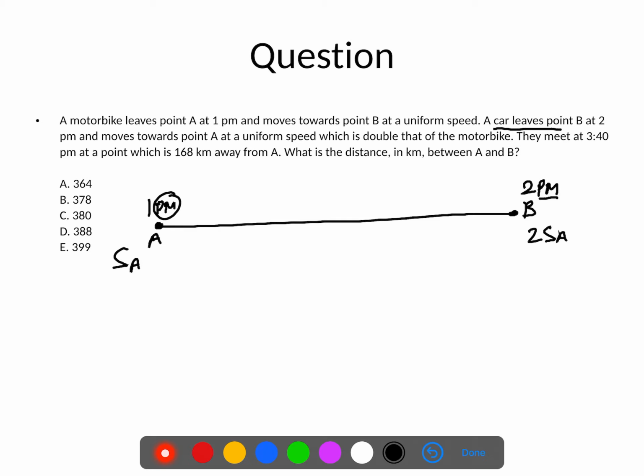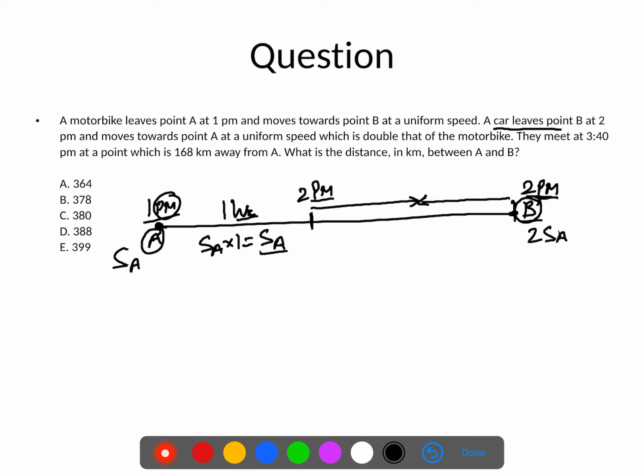Now the thing is, the car at B started at 2 p.m. So when the car started, A would have already moved for 1 hour. The motorbike started at 1 p.m., so at 2 p.m. he'll reach some point. In 1 hour, speed into time, he'll travel SA miles. So at 2 p.m. the car also starts from this point, and they meet at 340.